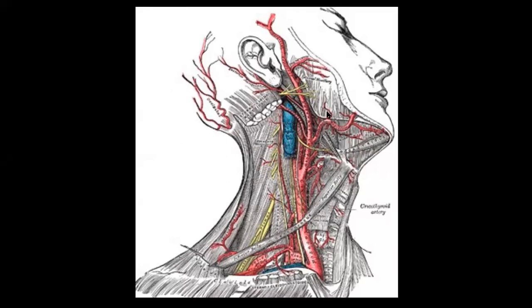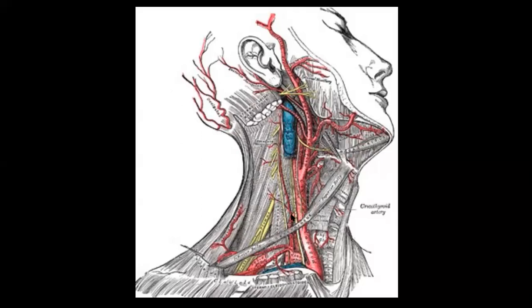After that, it enters into the parotid gland. Inside the parotid gland, it divides into two terminal branches. What are the two terminal branches? Superficial temporal and maxillary arteries. Everyone clear with external carotid artery? Right. Now, carotid system of arteries we have completed.